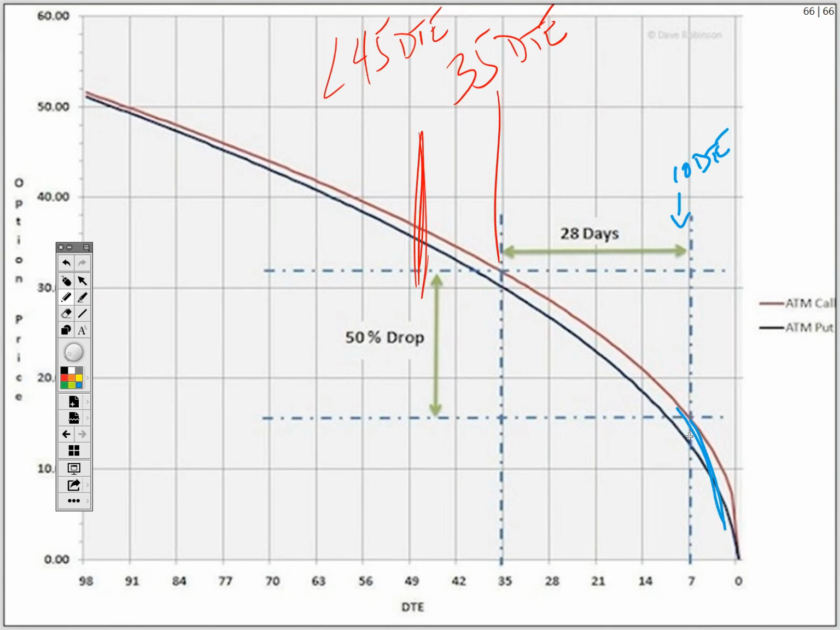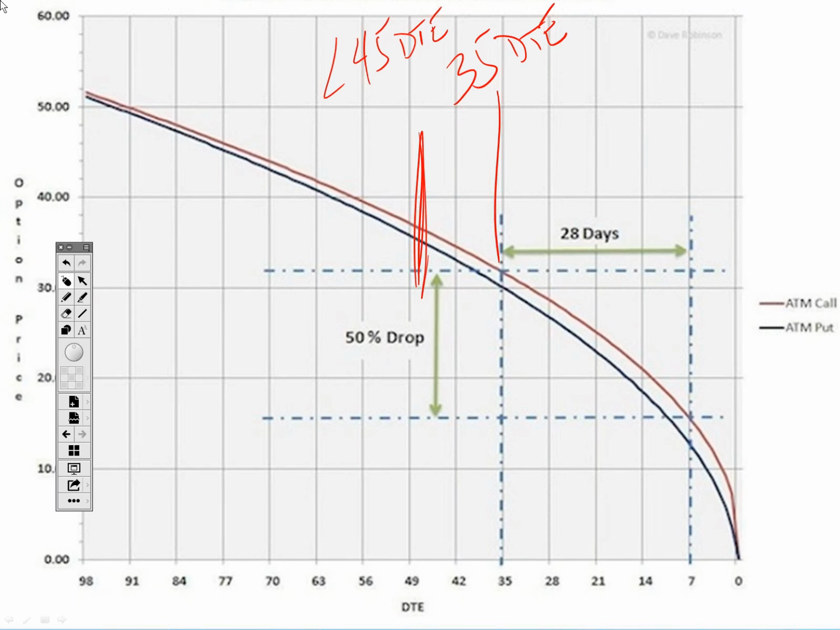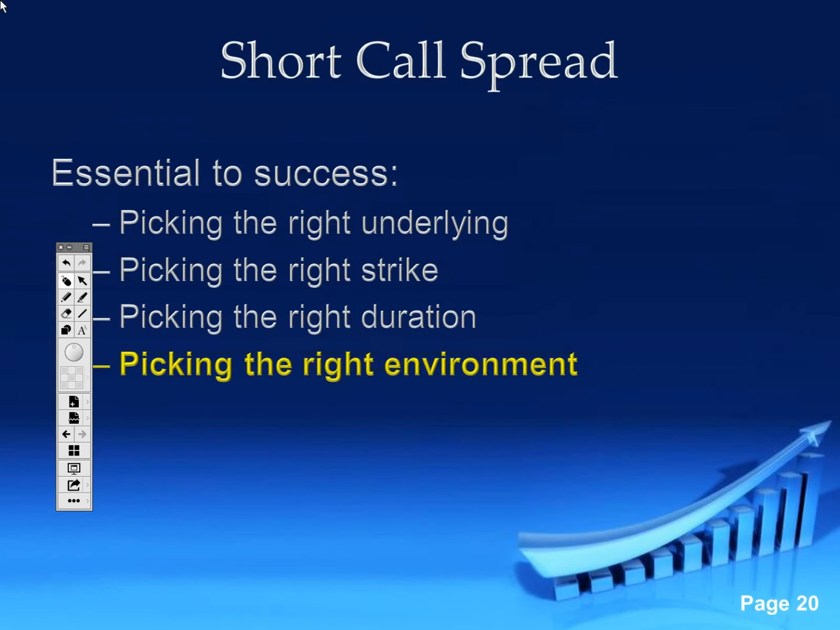I would rather get further out in time, further away from where the underlying is trading, because you're going to be able to get that move a little bit faster. Plus, we're talking about environment. That environment is going to be talking about implied volatility. So when we're talking about environment, I mean implied volatility percent. And volatility affects the further duration options more than the closer duration options.